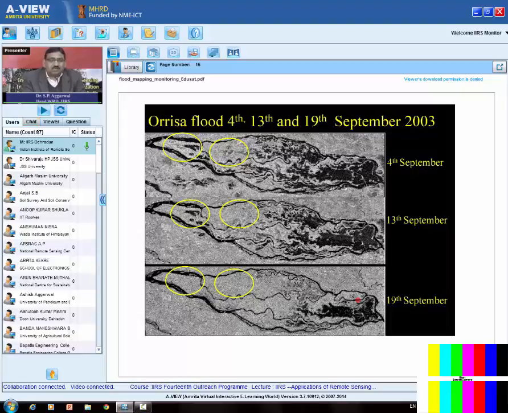This analysis is very good not only for damage assessment, but even for planning by government departments, such as how much money we should give to the farmer. And not only that, for insurance purposes also this type of analysis is very useful.